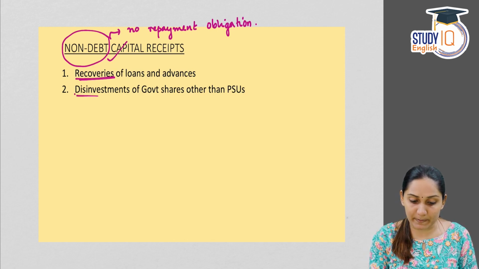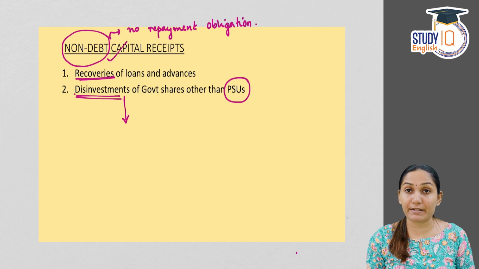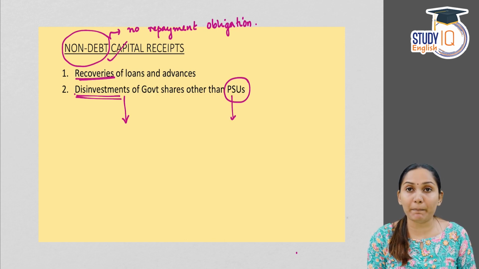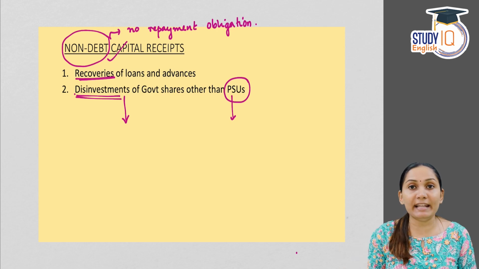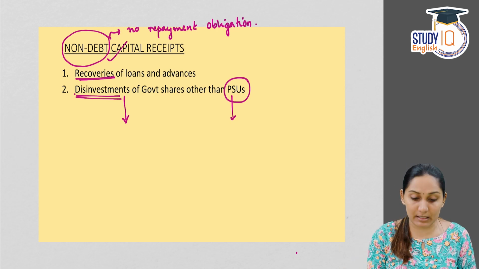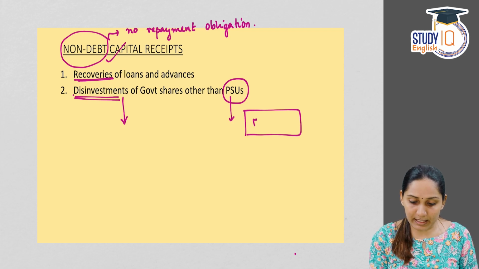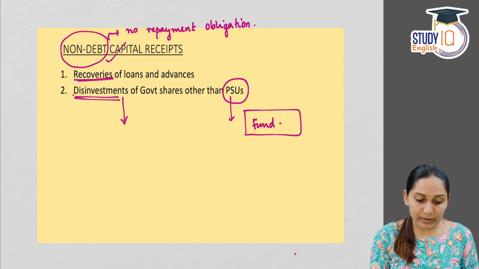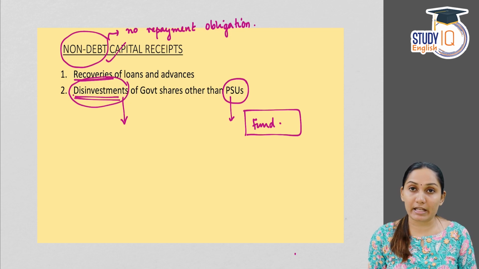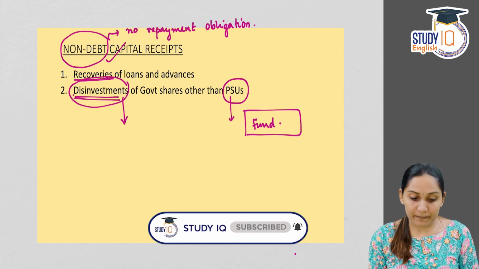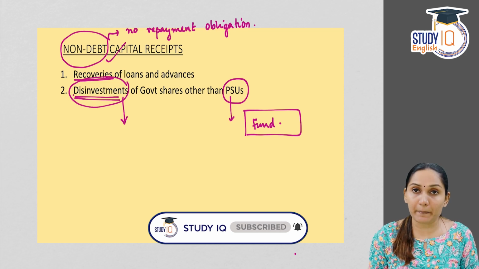Another one is disinvestment of government shares other than PSUs. Why? Because the sale of shares from the PSUs goes to an entirely different fund. It does not come under this. That's why other than PSU. Disinvestment means sale of government shares. Disinvestment of government shares other than that of PSUs is included in the non-debt capital receipts.